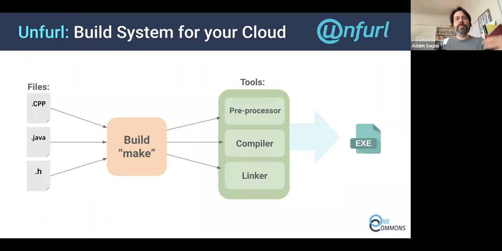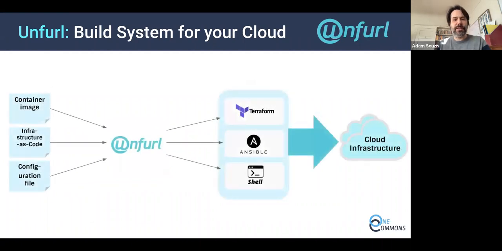So what if we apply that same approach to your cloud infrastructure? And that's what Unfurl does. Unfurl looks at all the inputs and processes you need to deploy and provision your cloud infrastructure, like your container images, infrastructure as code, and all the configuration files. It looks at that and then builds up a plan, and that's where Tosca comes in.